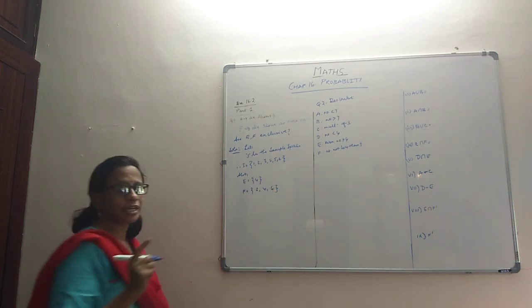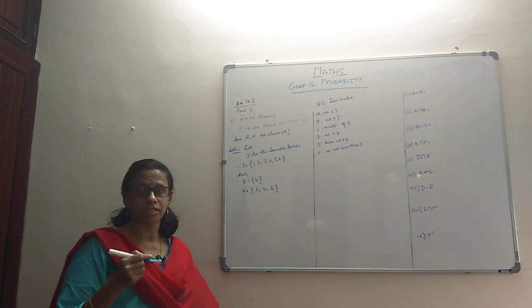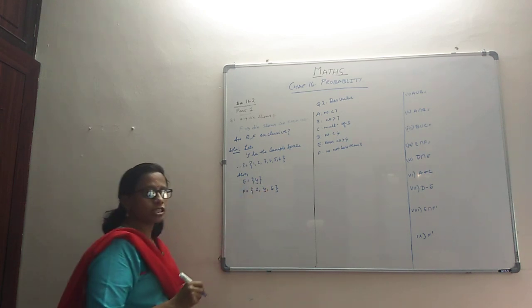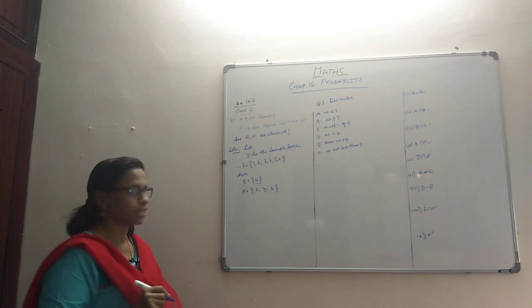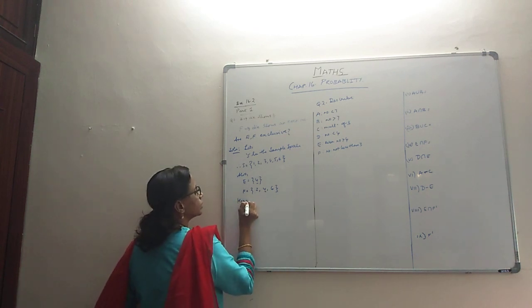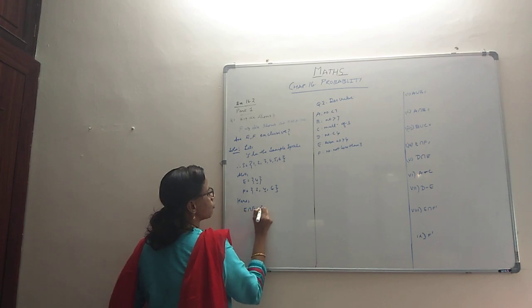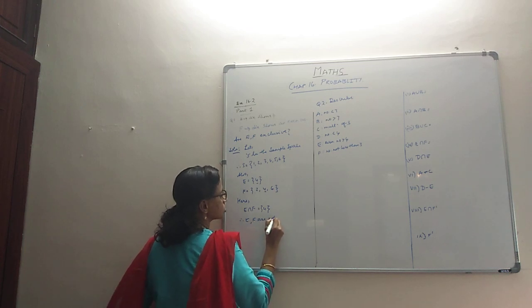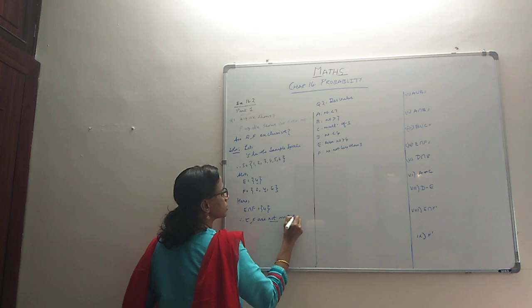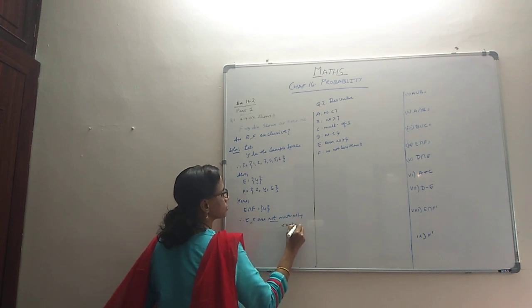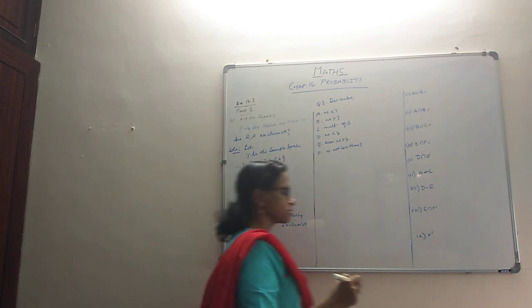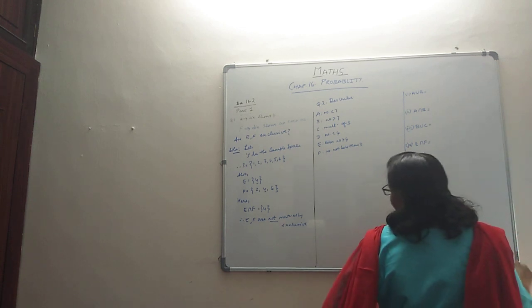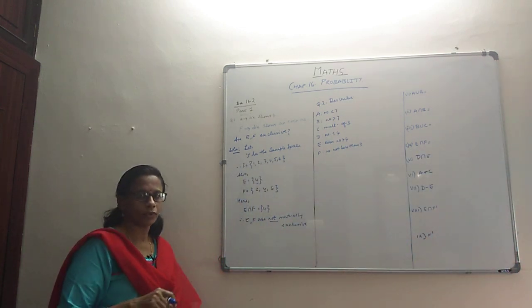Now what we have to check, if they have to be exclusive, is if there is any intersection, any common elements between E and F. When we check between E and F, there is a common element 4. If there is a common element, it will not be exclusive. So we'll write here: E intersection F has the element 4. Therefore E, F are not mutually exclusive. So they are not exclusive.